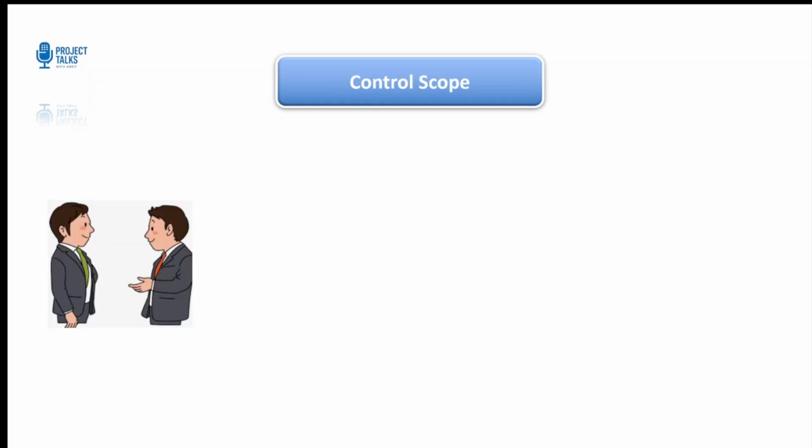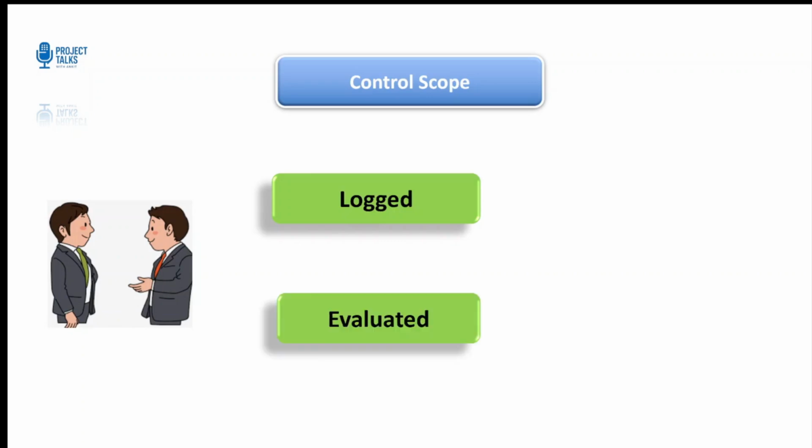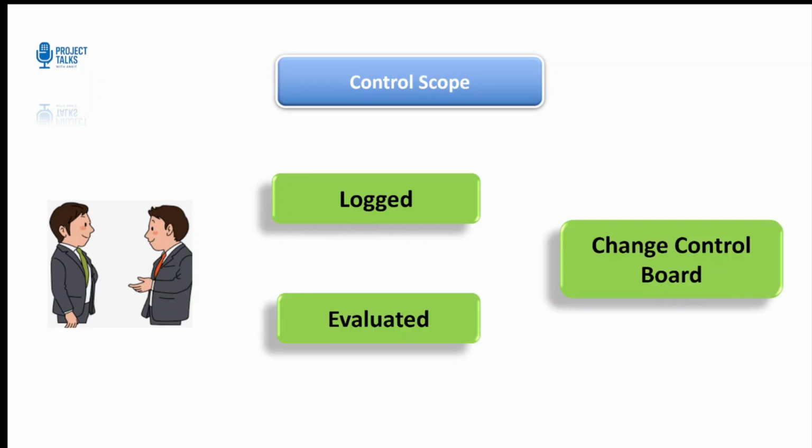Whenever a stakeholder requests a change, say adding a new feature, it's logged, evaluated for impact, and processed through a change control board. Approved changes lead to updates in the scope baseline, schedule, and cost. Rejected ones are documented and communicated properly. This discipline keeps your project from spiraling due to unapproved changes.